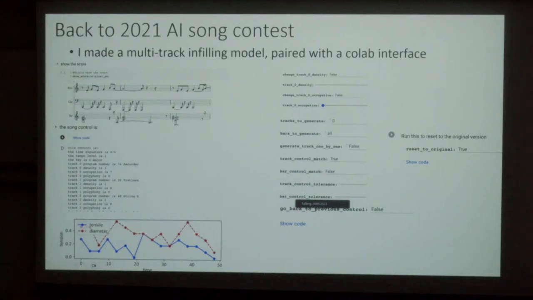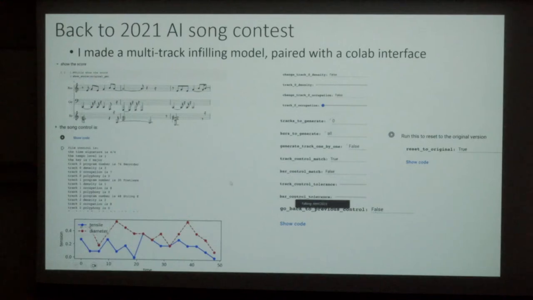The first one is to show the score. The second one is to show the control. Actually, this tonal tension is my implementation of Elaine Chew's tension model, the spiral array model. And also, this one is the user parameter. They like to change some parameters, and they like to change what to generate. And there's a button to reset to the original if they are not happy, or go back to the previous control if the current generation is not good enough.